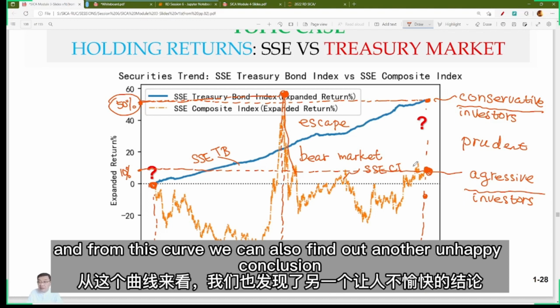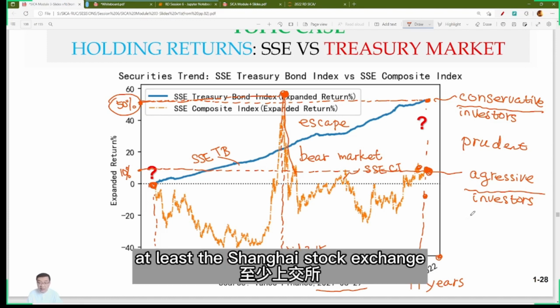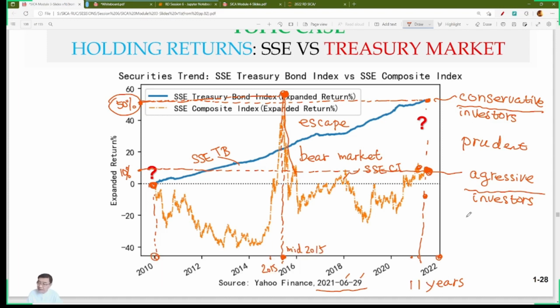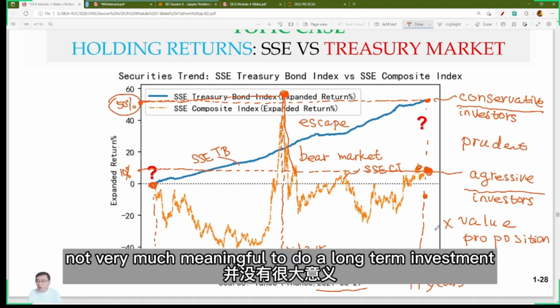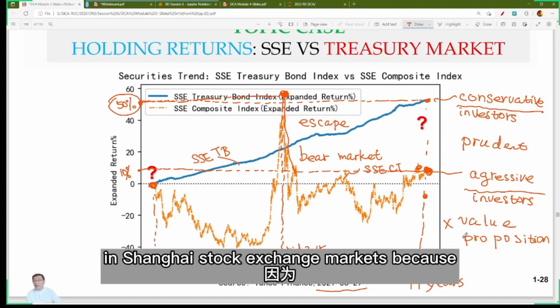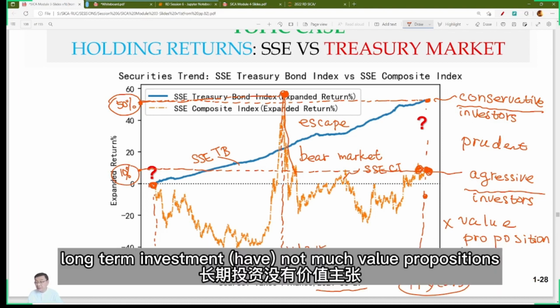And from this curve, we can also find another unhappy conclusion. That means from a long-term perspective, the stock market, at least the Shanghai Stock Exchange, has no value proposition. It's not very meaningful to make a long-term investment in the Shanghai Stock Exchange market, because this is the 11-year result. There is only a return of less than 2%, right? Long-term investment, not much value proposition.